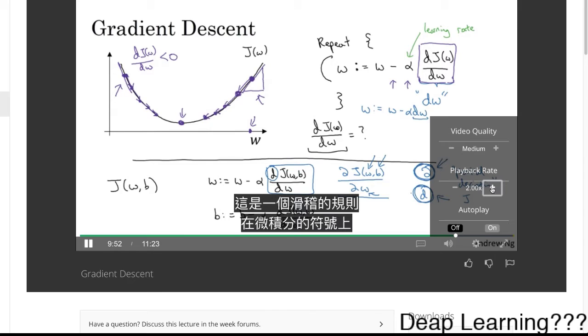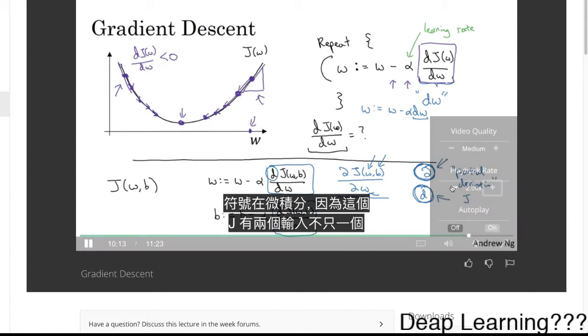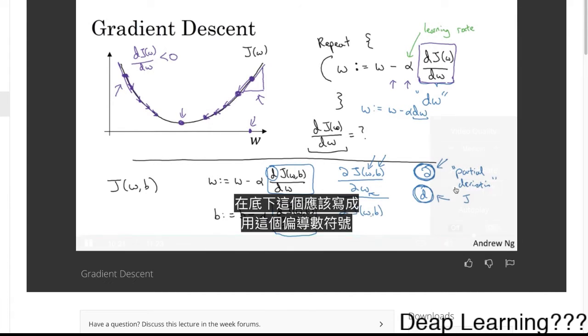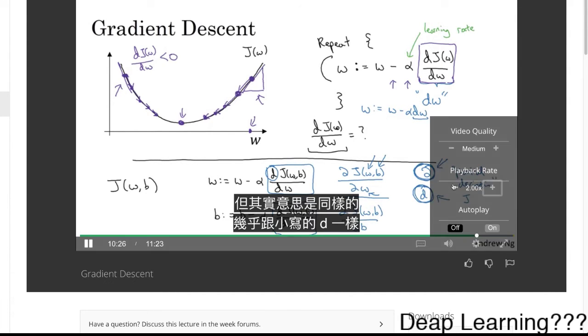This is one of those funny rules of notation in calculus that I think just makes things more complicated than they need to be. But if you see this partial derivative symbol, all it means is you're measuring the slope of the function with respect to one of the variables. And similarly, to adhere to the formally correct mathematical notation in calculus, because here J has two inputs, not just one, this thing at the bottom should be written with this partial derivative symbol. But it really means almost the same thing as lowercase d.